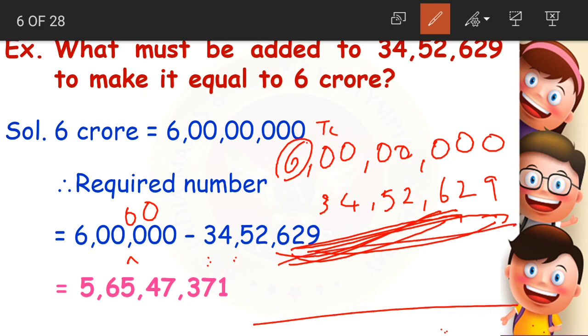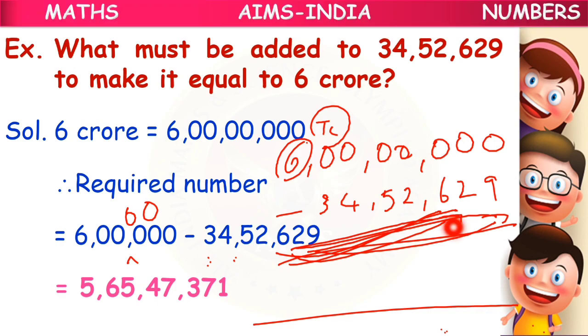Okay, students? So this is very important. We should remember that both the digits which we are subtracting should be from the same place value group. Okay, I suppose you all know how to do the subtraction, right?